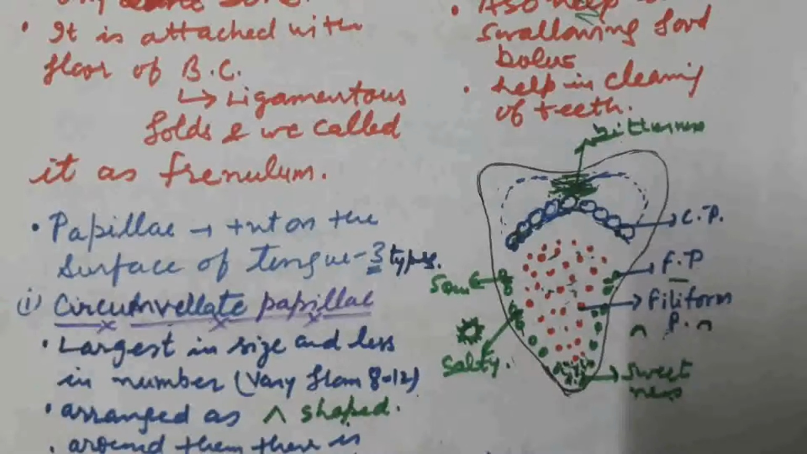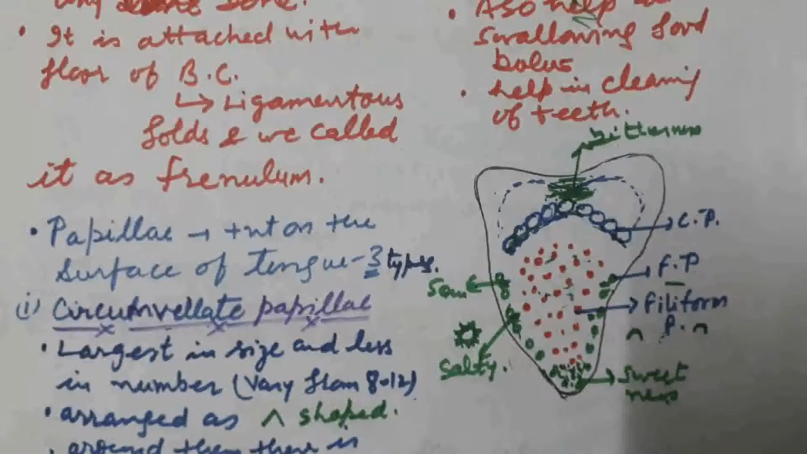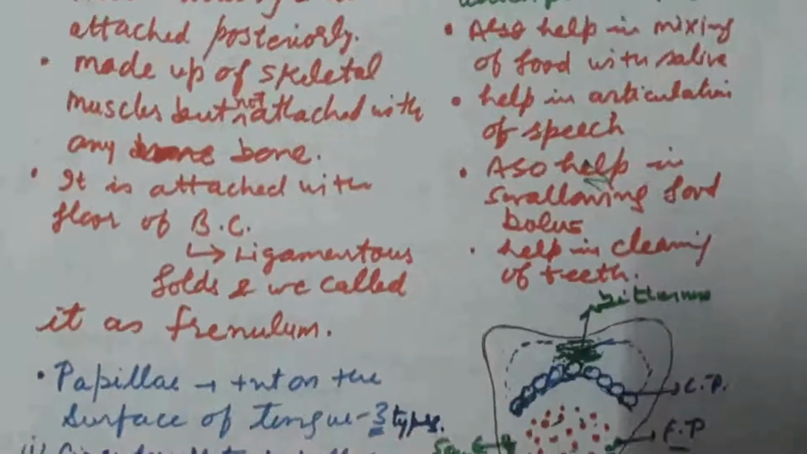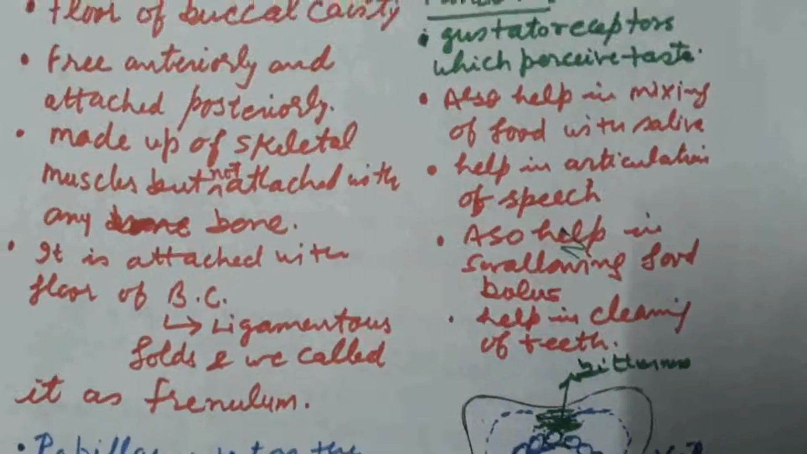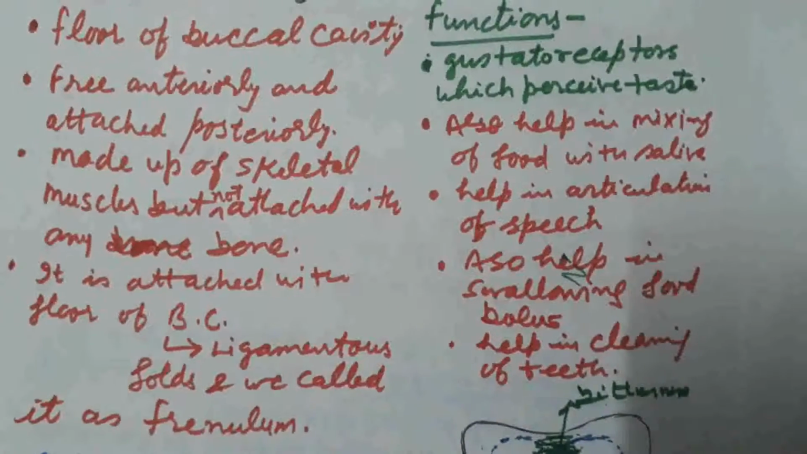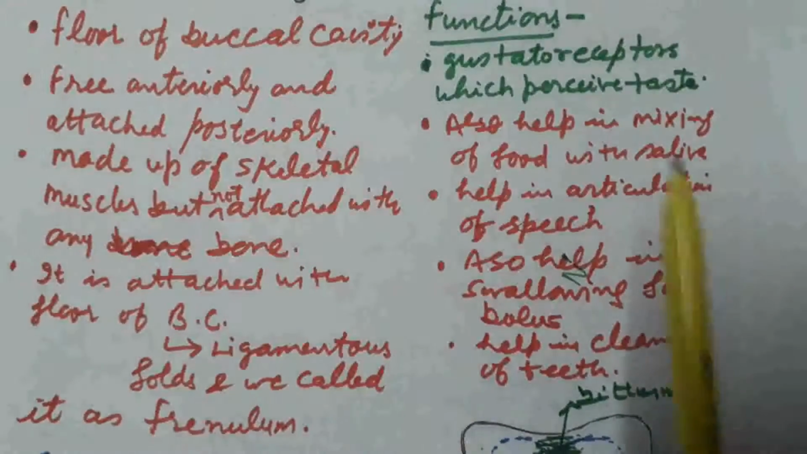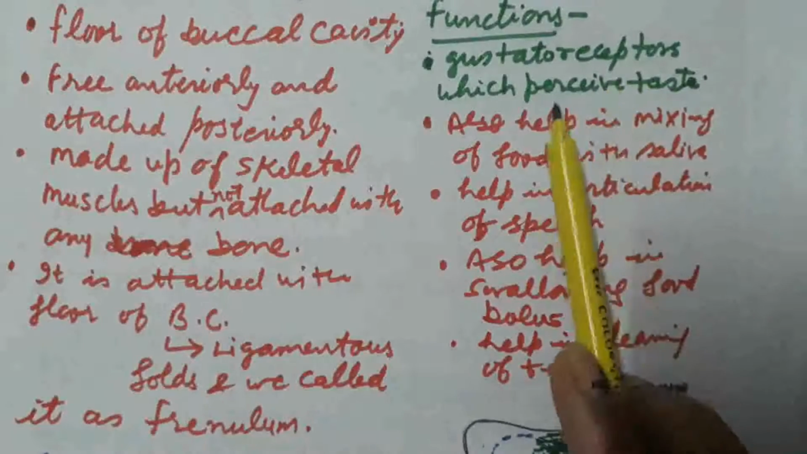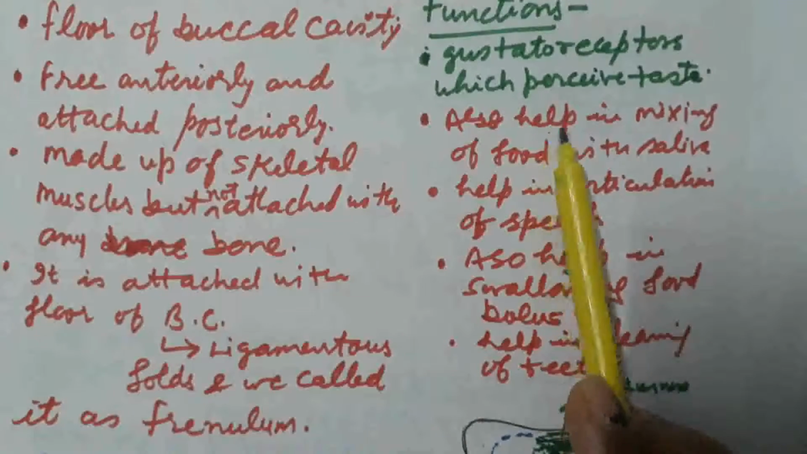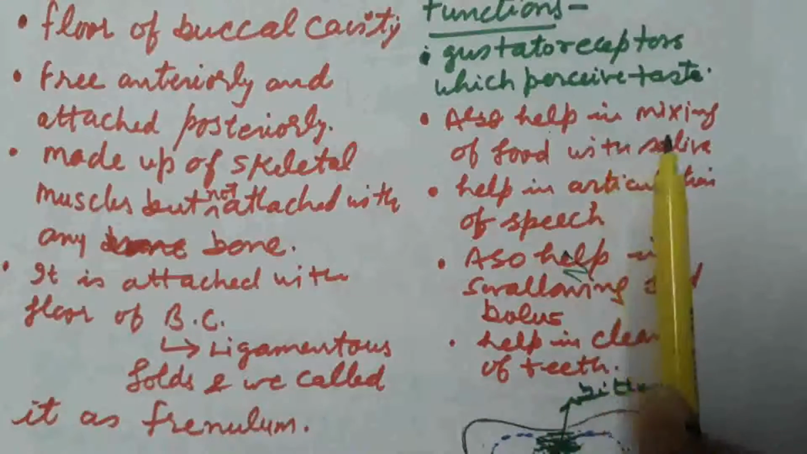One more thing we will discuss is the function of the tongue. What are the important functions of the tongue? The tongue is a gustato-receptor organ, which helps in finding out the taste of the food material. Another important function performed by the tongue is that it helps in mixing food material with the saliva.